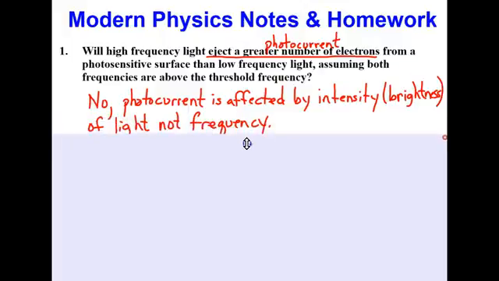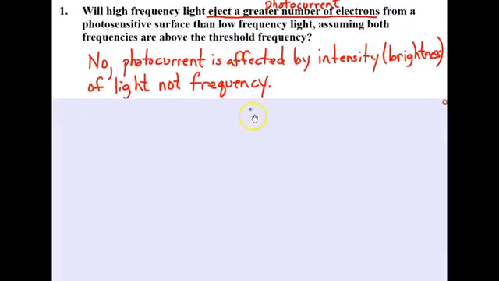Well, the answer is no, because the photocurrent is affected by the intensity, the brightness of the light, and not the frequency. So the frequency controls the energy, the brightness controls the rate of emission, called photocurrent. Number 2.